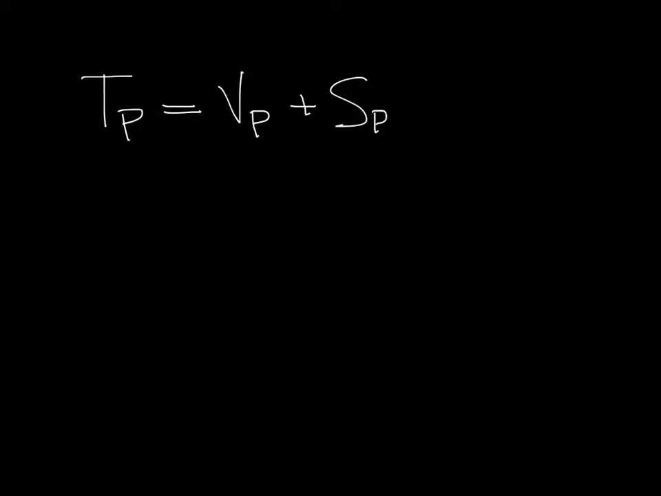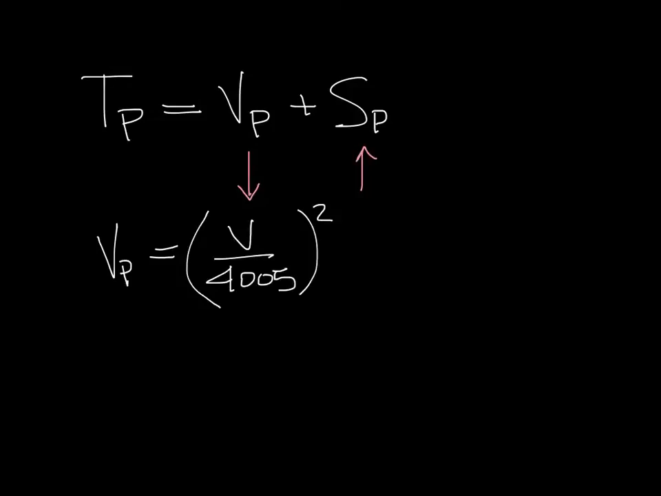So if the total pressure remains the same, a change in the velocity pressure will result in an opposite change in the static pressure. So if the velocity pressure goes down, the static pressure goes up. In other words, you would regain static pressure. So how do you change the velocity pressure? Well, remember that the velocity pressure equals the square of the velocity divided by 4005. So if your velocity goes down, your velocity pressure also goes down.